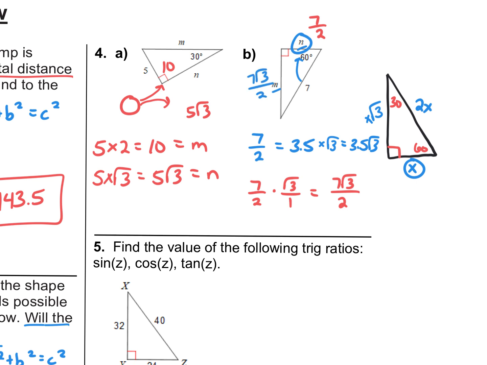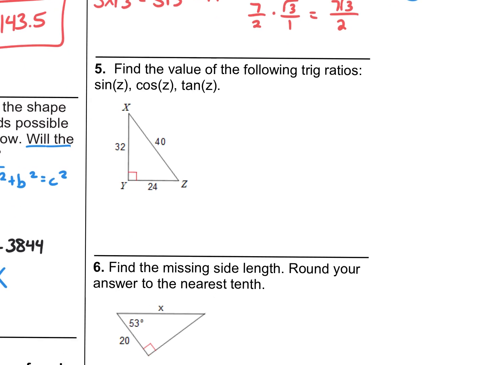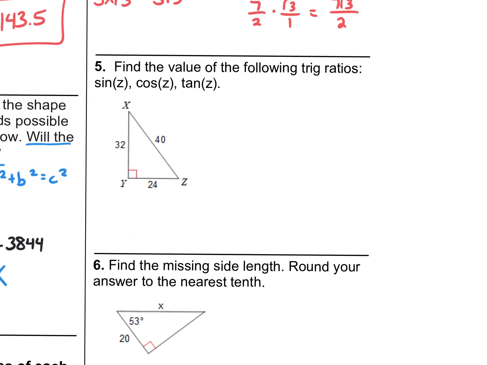Now we're moving on to trig. Why is this important? Because that's how we find the sides. So circle your angle, always. I'm going from angle Z. Let's label our sides. What's 40? That is the hypotenuse. 32 is the opposite side. 24 is adjacent.